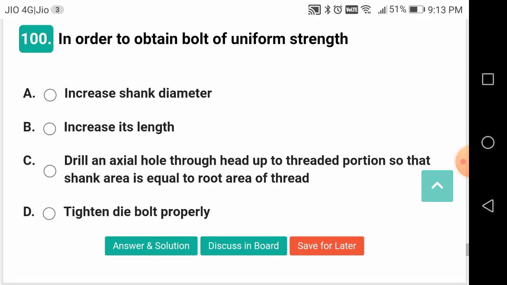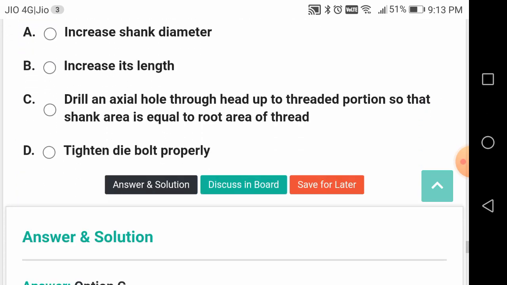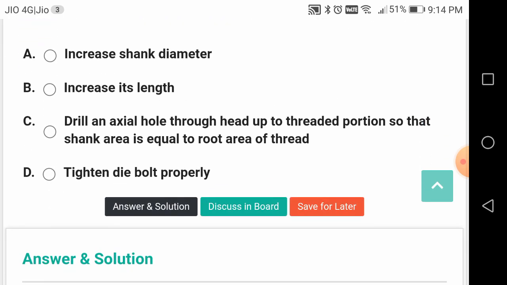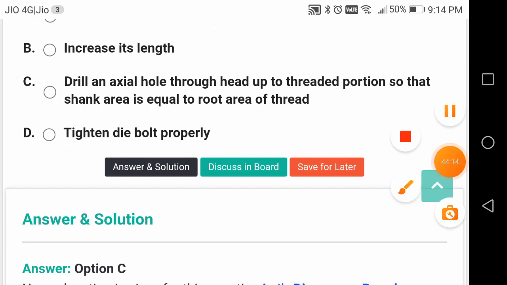In order to obtain a bolt of uniform stress, this is a good question, friends. It is often asked in the examinations from machine design. If machine design is included in the syllabus, definitely there will be a question on bolt of uniform strength. It is to drill an axial hole through the head up to the threaded portion so that the shank area is equal to the area of the thread. This is the correct answer.